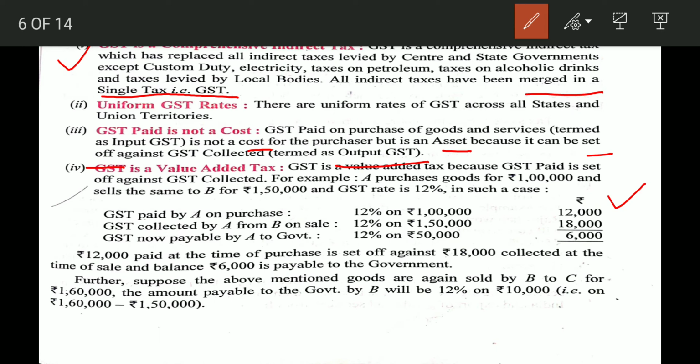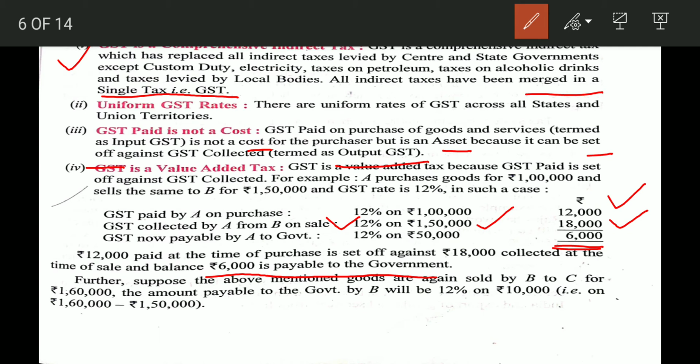So here A purchases goods for 1 lakh and sells to B for 1,50,000. So GST collected by A from B. When A is selling to B for 1,50,000, he is collecting a GST of 18,000, that is 12% on 1,50,000. Now GST that will be payable by A to the government will be 6,000, which I had explained earlier with the laptop example. Rupees 12,000 paid at the time of purchase is set off against 18,000 collected at the time of sale, and the balance 6,000 is payable to the government.